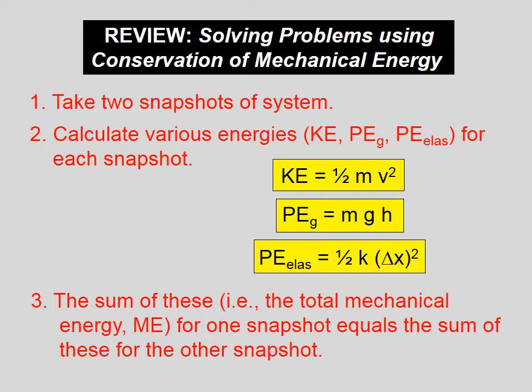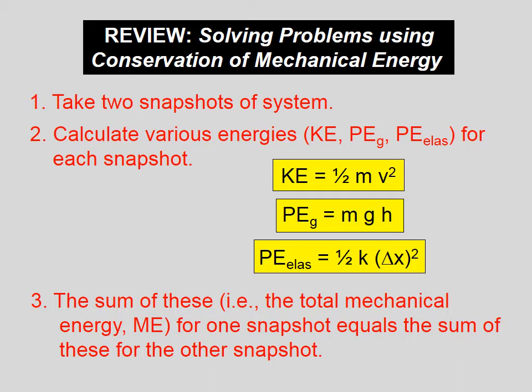Let's review solving problems using conservation of mechanical energy. 1. Take 2 snapshots of the system. 2. Calculate the various energies, kinetic energy, gravitational potential energy, and elastic potential energy for each snapshot.